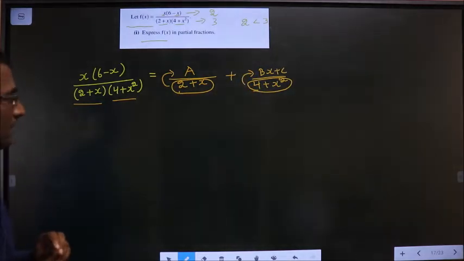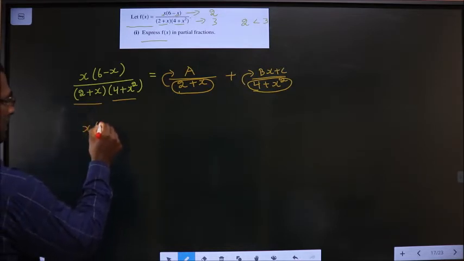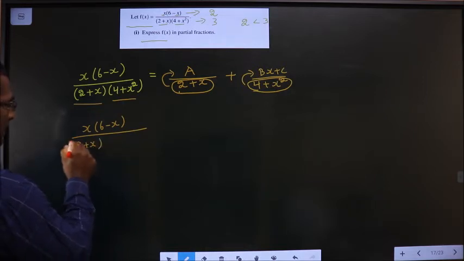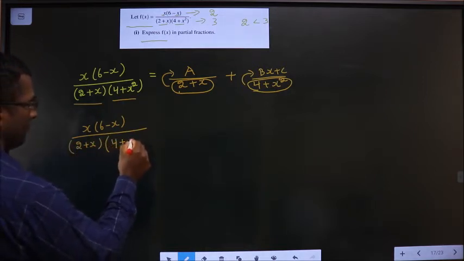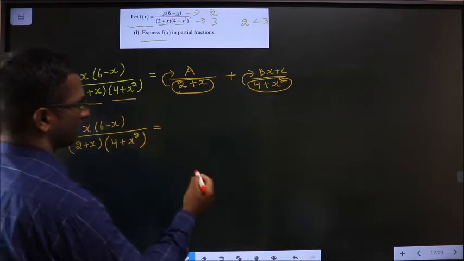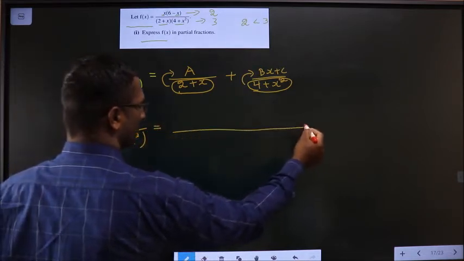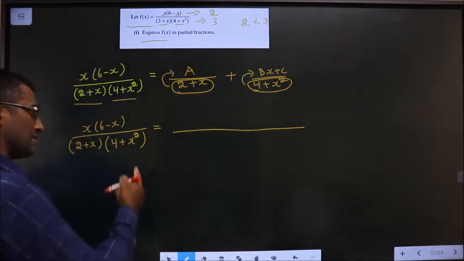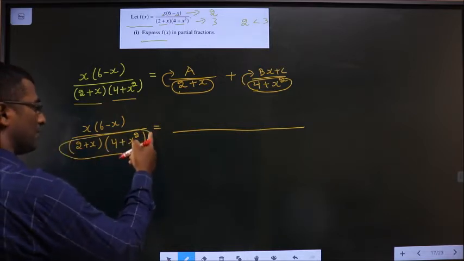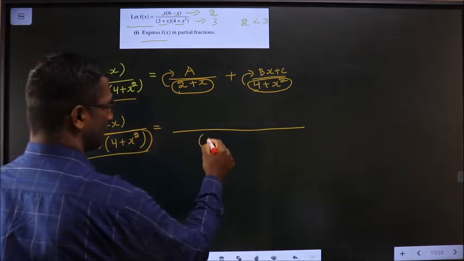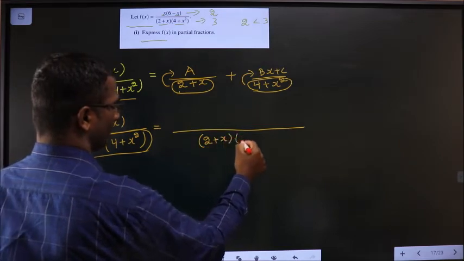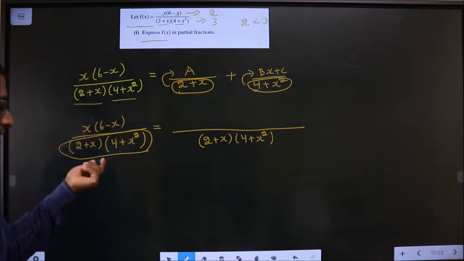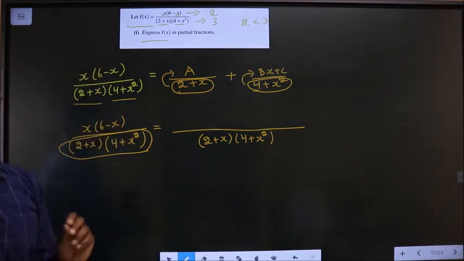Okay, next. What do you have this side? x times 6 minus x by 2 plus x times 4 plus x square is equal to. Now, on this side, you take the LCM and write here. Or what you could do is, directly whatever you have as denominator on the other side, on this side also write the same denominator.